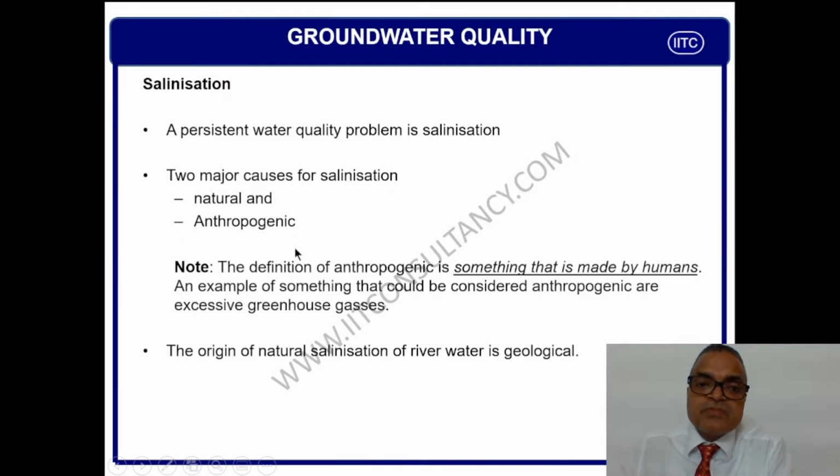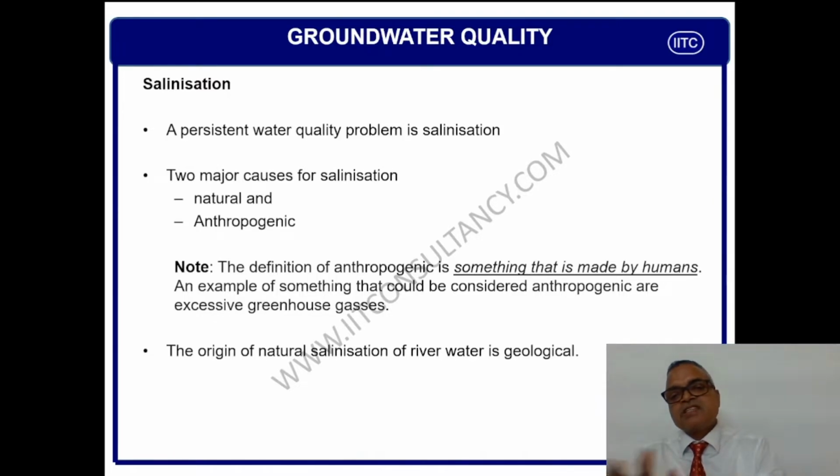An example of something anthropogenic is excessive greenhouse gases. We are responsible for greenhouse gases. So the two major reasons for salination are natural and anthropogenic, that means man-made, and we do not have control over nature. So let us control anthropogenic activities. The origin of natural salination of river water is geological, and we do not have much control over that.